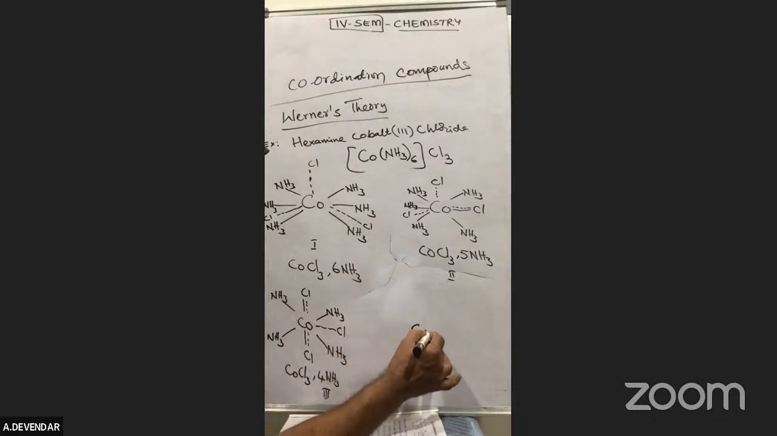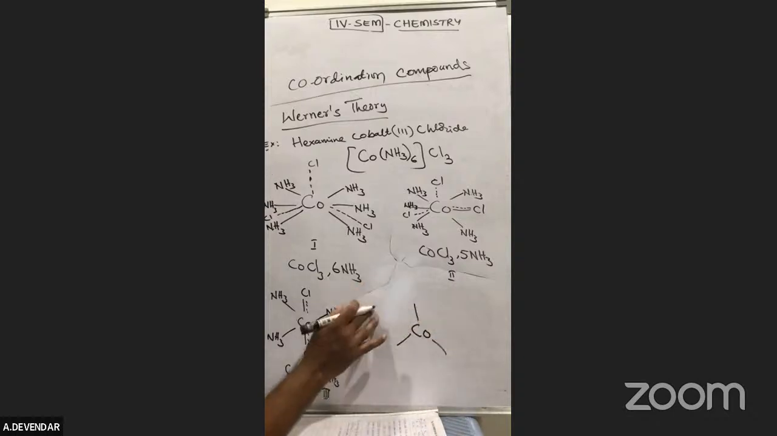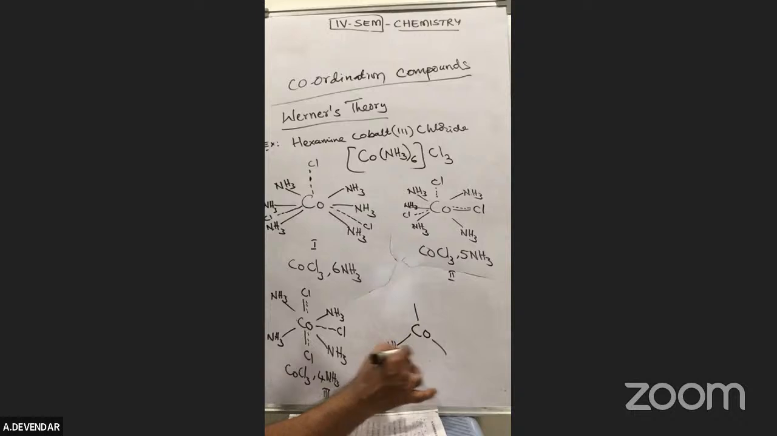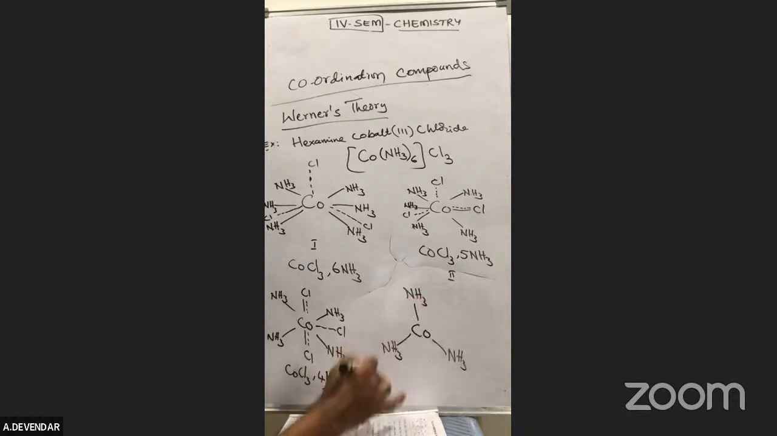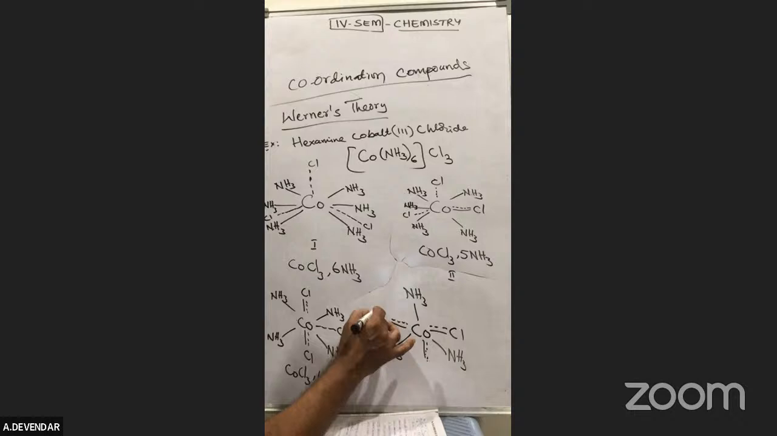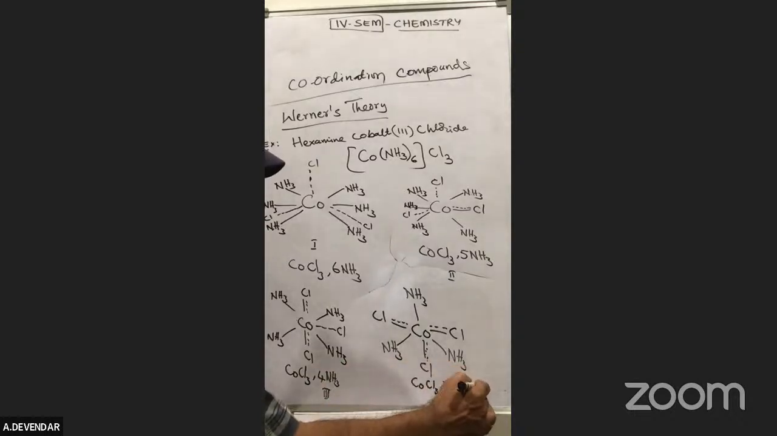One more structure is given by Werner. These three are trigonal planar. That means the secondary valency is the trigonal planar structure. Three are solid lines and three are dotted lines. The three are arranged like this, with chlorine. That means the structure is CoCl3, but the ligands are only three: three ammonia. This is the fourth structure given by Werner.